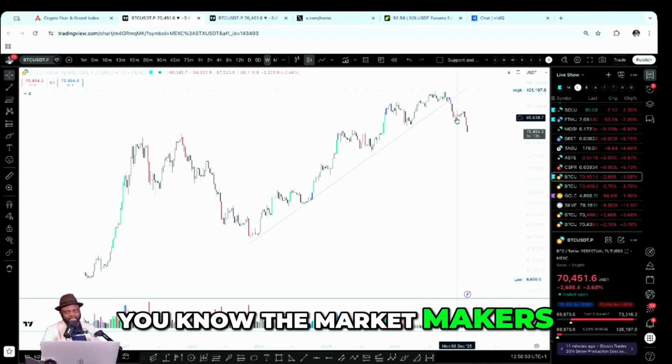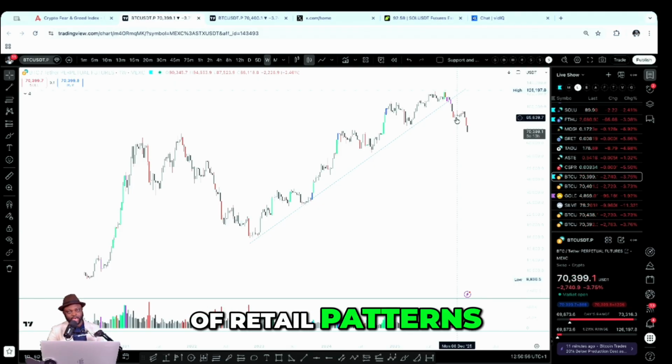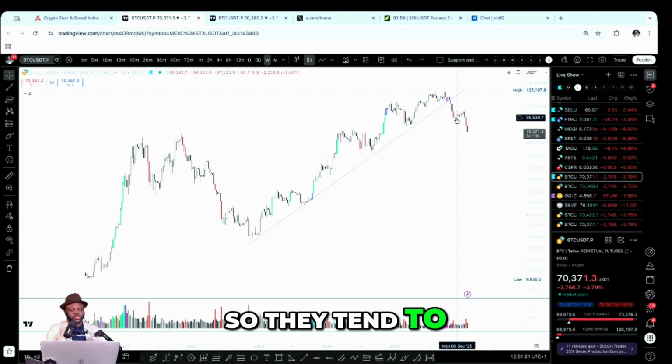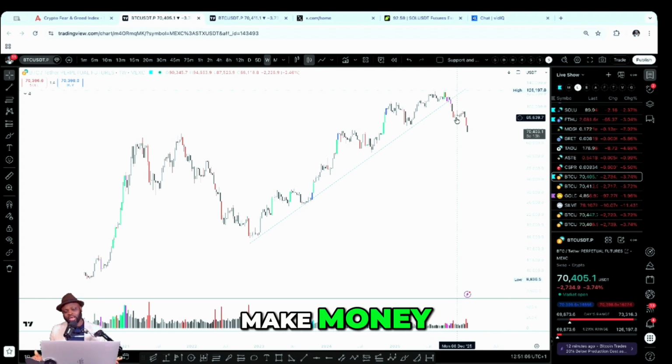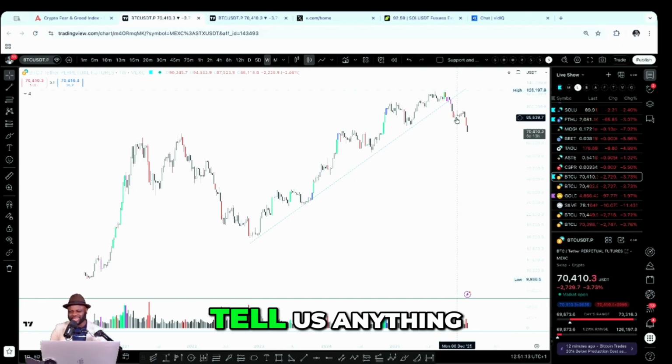You know, the market makers, those who move money, they mostly take advantage of retail patterns, because they know the particular patterns that retail traders want to follow. So they tend to use these patterns to deceive them. At one point you make money, but most of the time you won't actually know. Drawing a trend on the chart doesn't actually tell us anything.